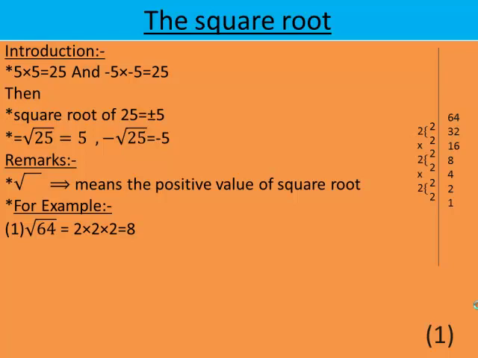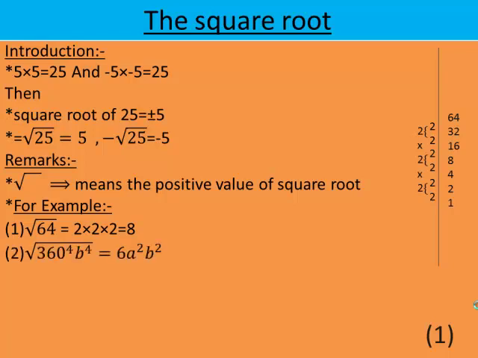Now we want to calculate the value of the square root. From each two equal values, we take only one value, like the example. Then we can find the square root of 64 equals 2 times 2 times 2, which equals 8.